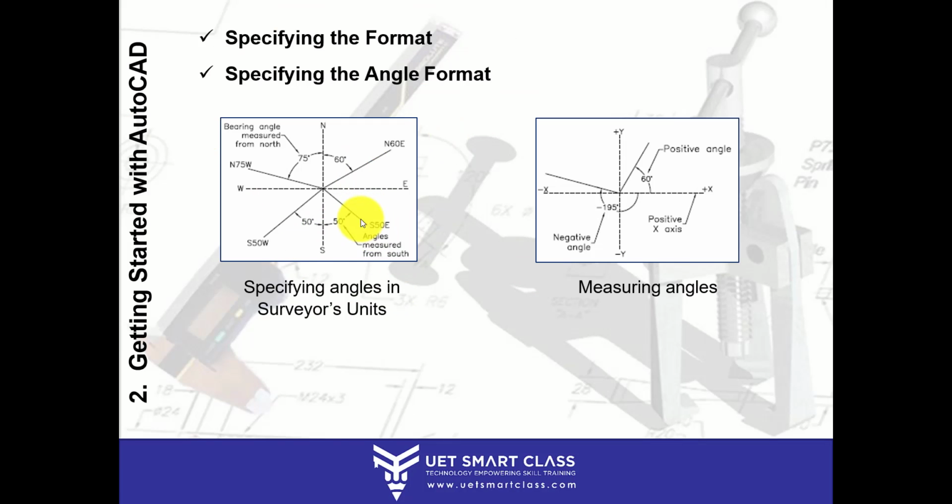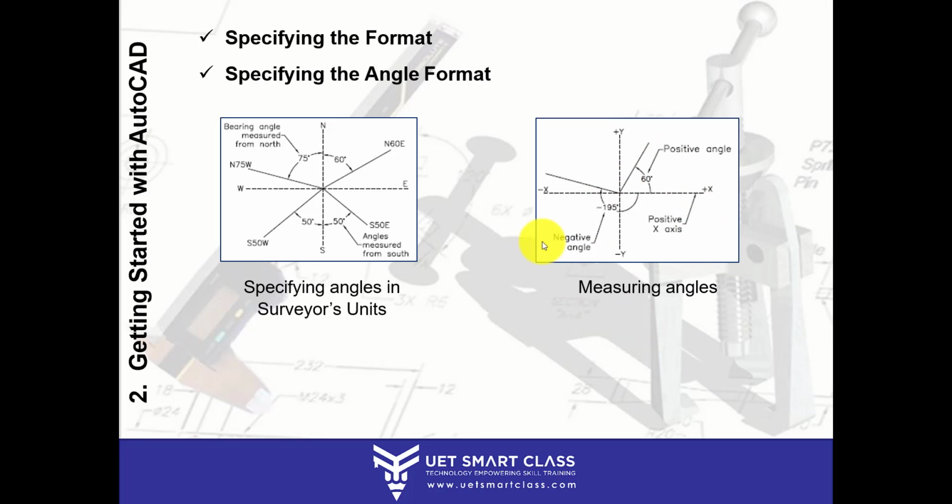See, these are the angles. So how do they write? This angle is measured from south. So S 50 degrees east, from south towards east. Here 60 degrees from north. So N 60 E. When I'm bearing the angle measured from north, so north 75 west. This is how they specify the angle. Alright.